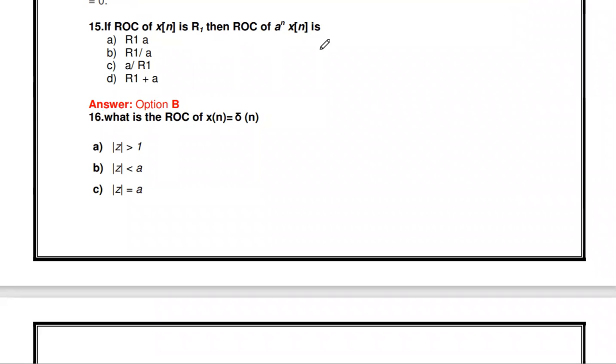Then, if the ROC of x of n is R1, then the ROC of a power n x of n is R1 divided by A, that is, R1 divided by A. Okay. The ROC of x of n is R1 means the ROC of a power n x of n is the region of x of n scaled, divided by A.